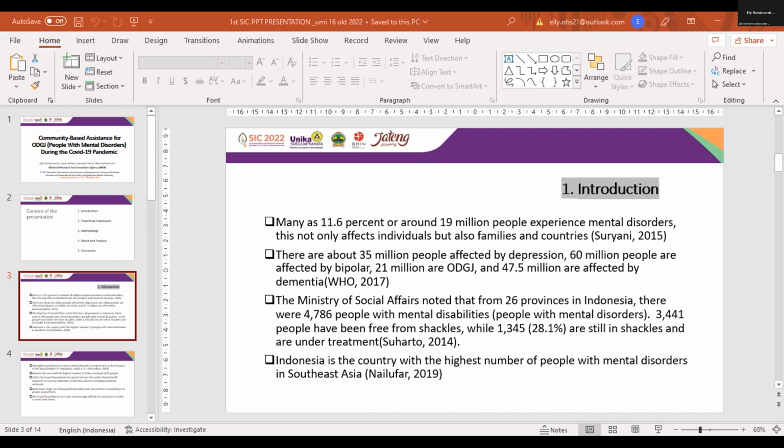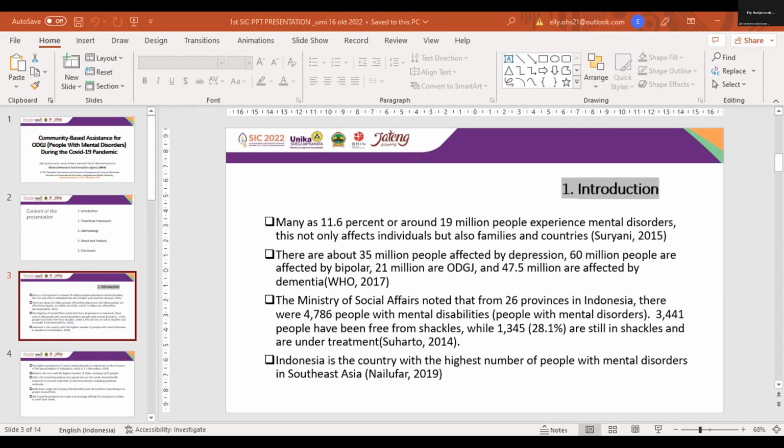There are about 35 million people affected by depression, 60 million people affected by bipolar, 21 million are ODGJs, and 47.5 million are affected by dementia. The Ministry of Social Affairs noted that from 26 provinces in Indonesia, there were 4,786 people with mental disabilities or mental disorders. 3,441 people have been free from sickness, while 1,345 or 28.1% are still sick and under treatment.